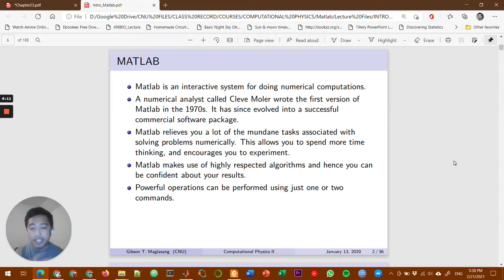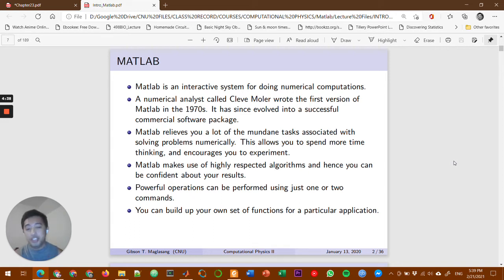And as I said again, powerful operations can be performed using just one or two commands. If you used C, with the functions you would use, you would create the code and it would comprise hundreds of lines of code. But in MATLAB, it's already a built-in function. It's just one line of code, and then it's solved. You can also build up your own set of functions for a particular application.